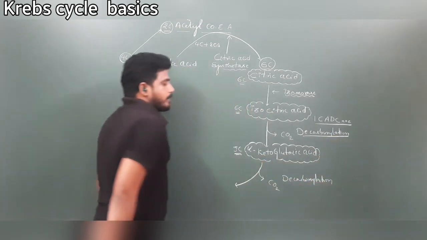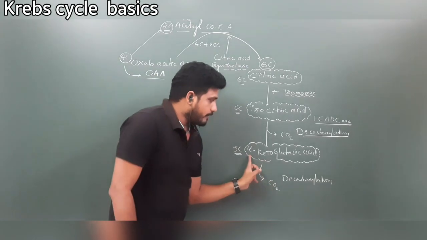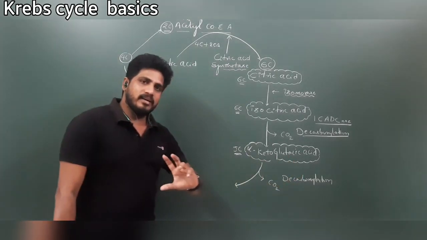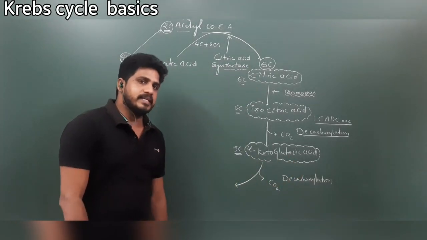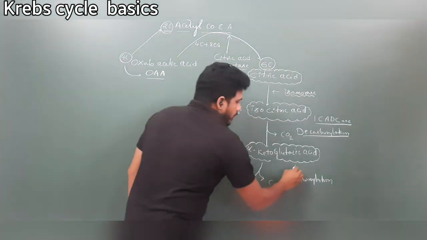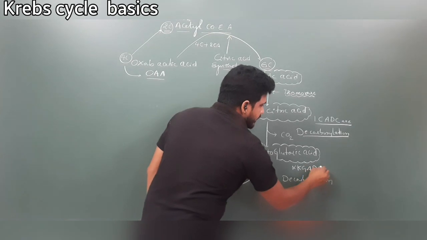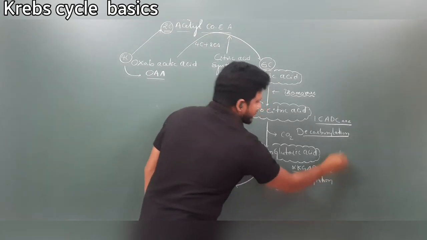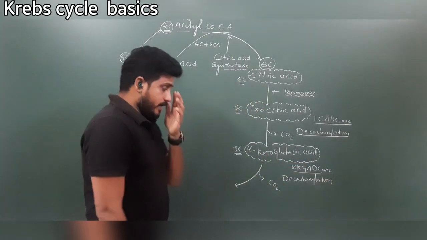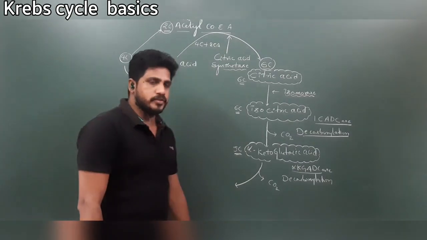Removal of carbon dioxide, but this time from alpha ketoglutaric acid. Just guess the enzyme name. Alpha ketoglutaric acid decarboxylase enzyme. It's very simple. Don't spend much time remembering all this. You only need to follow the technique.